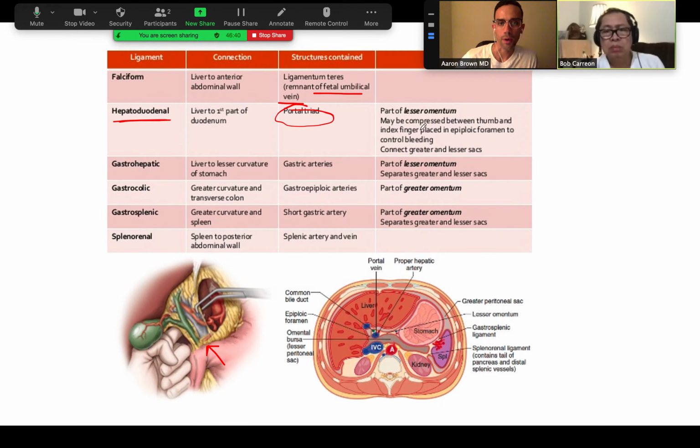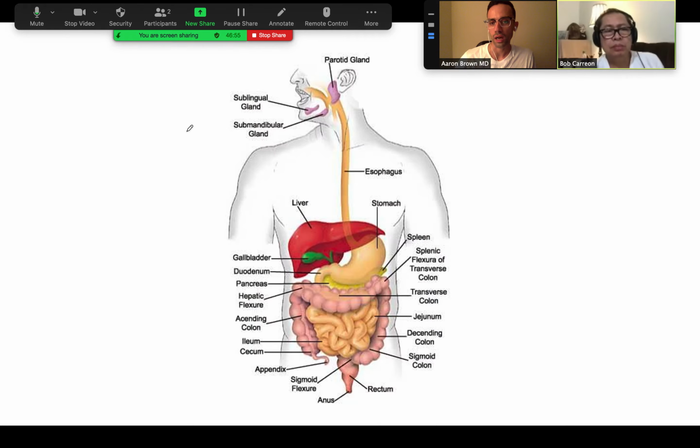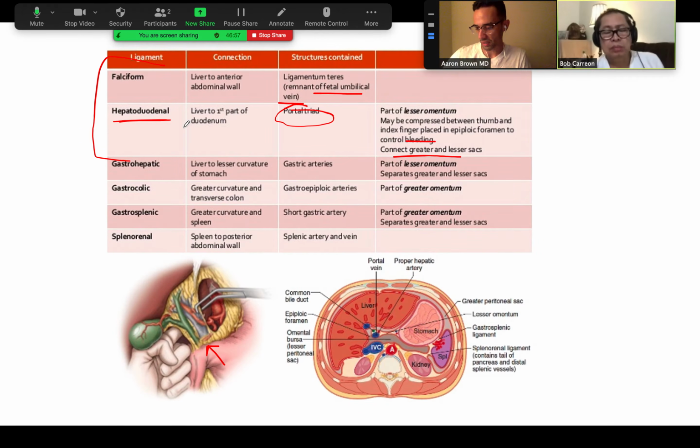Great, so part of the lesser omentum, yep, to control bleeding, great, and it connects the greater and lesser sacs. We have a number of other ligaments. None of these are particularly important. I think falciform and hepatoduodenal are going to be the ones that you want to make sure that you are comfortable with for your Step 1 exam, because they do tend to be asked about quite a bit.